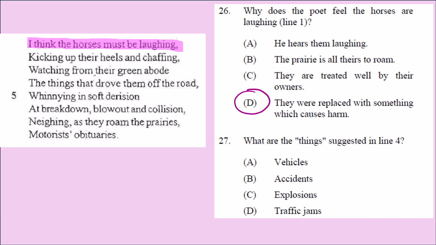Number 27. What are the things suggested in line 4? It says the things that drove them off the road, and we've kind of established already that those are the vehicles that have driven the horses off the road, replaced them.